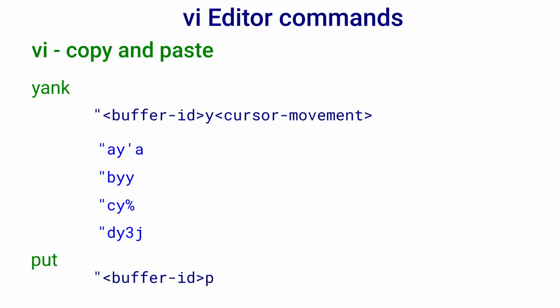The put command lets you put the yanked text at the desired location in the file. The command is double quotes, buffer ID, P. So if you had yanked something in buffer A, you can paste the text with the double quotes A P command.